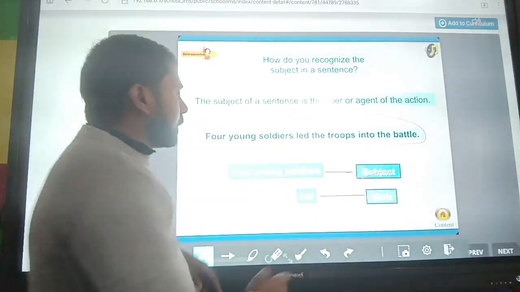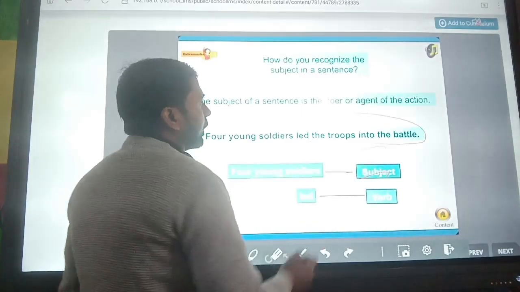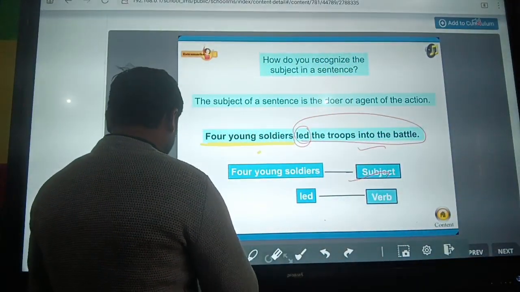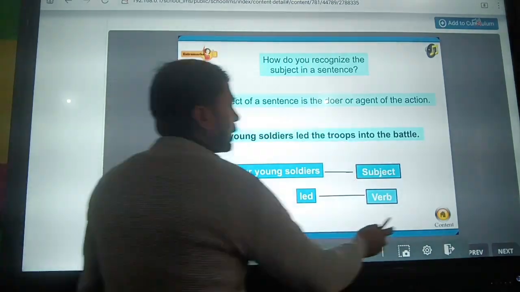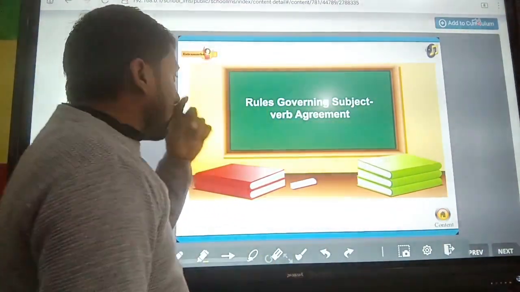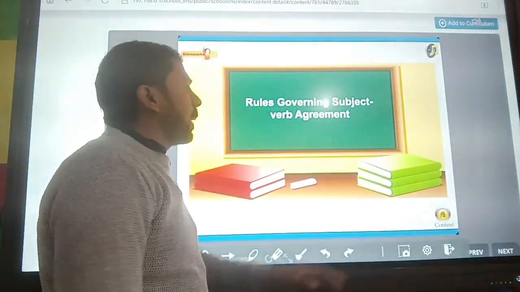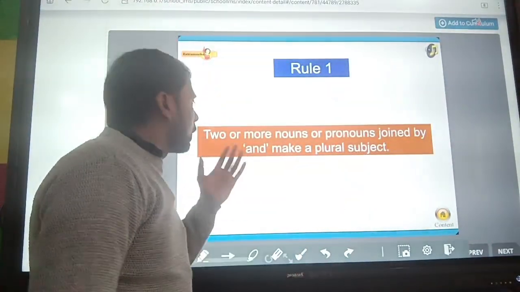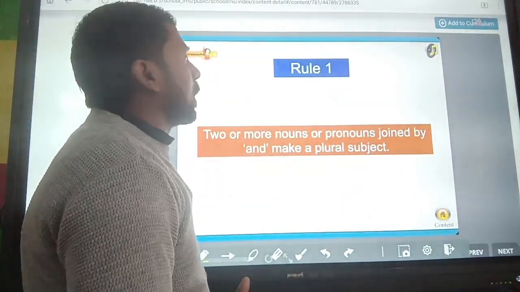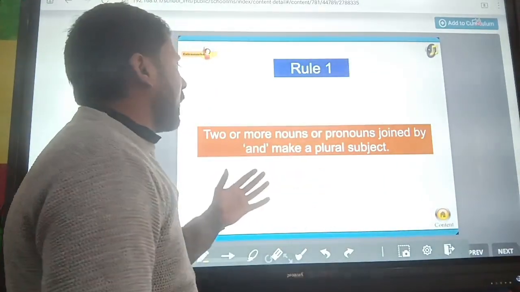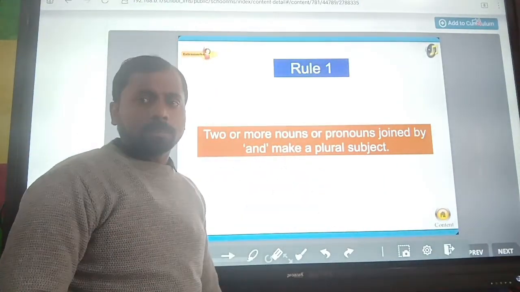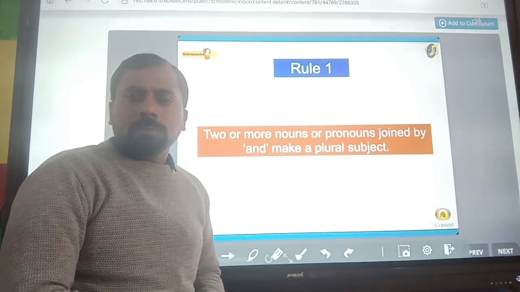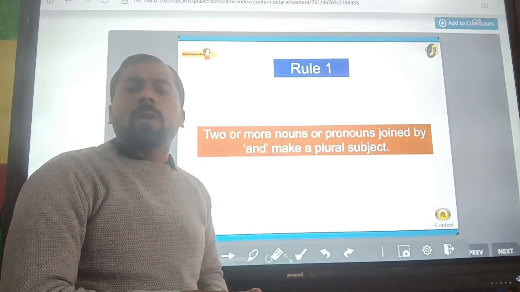Next is, the rules governing subject verb agreement, you can see here one by one. The first rule is, two or more nouns or pronouns joined by and make a plural number subject. If there are two subjects, it may be a noun or it may be a pronoun.